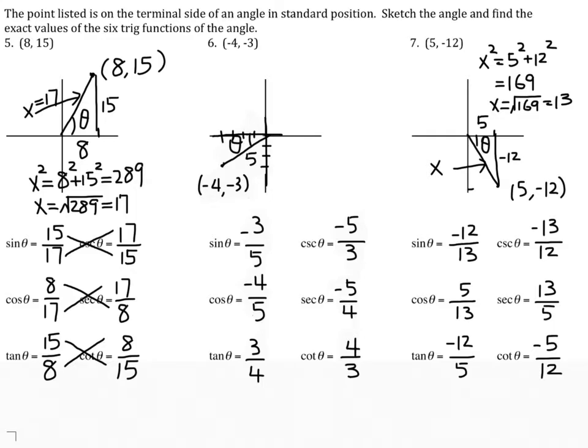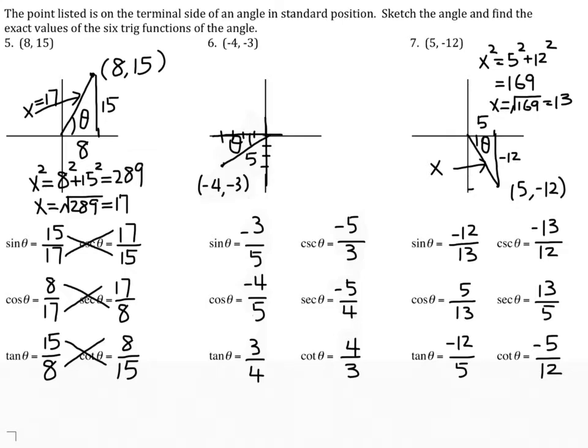So what are the six trig ratios? Sine theta: opposite is negative 3. Again, opposite is always your y value. Negative 3 over 5. Cosine, adjacent over hypotenuse. X is always your adjacent. Negative 4 over 5. Tangent, opposite over adjacent: negative 3 over negative 4, which is 3 over 4.